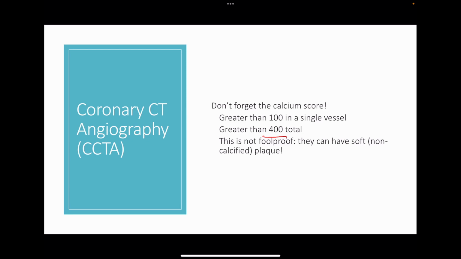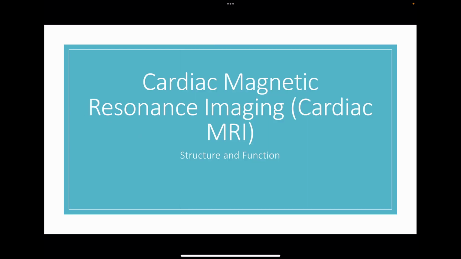This is not foolproof. They can have soft, non-calcified plaque still. Also, the problem with CT, you don't know if the calcium is in the artery itself or is it causing plaque inside the vessel. You don't know where the blockage is because it's calcium. If you have calcific hardened arteries, it will show up white because it's calcium. So that's what you're looking for, a calcium score.